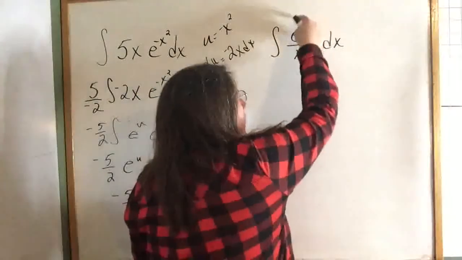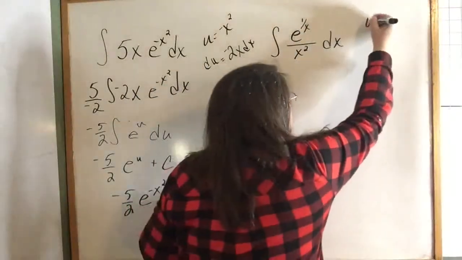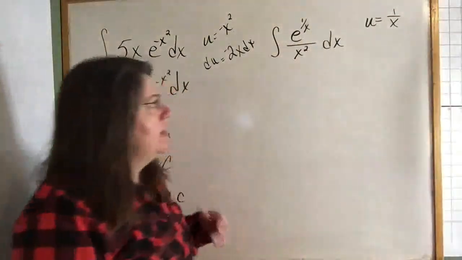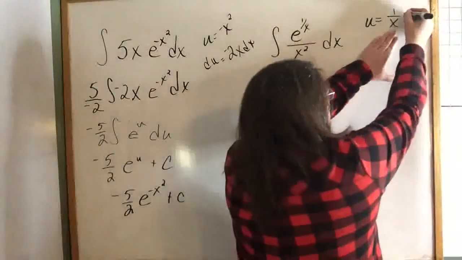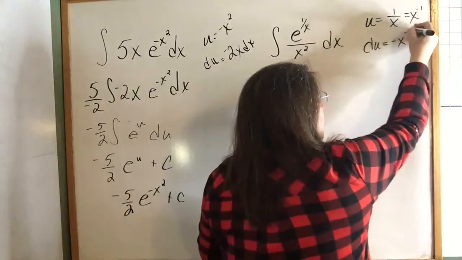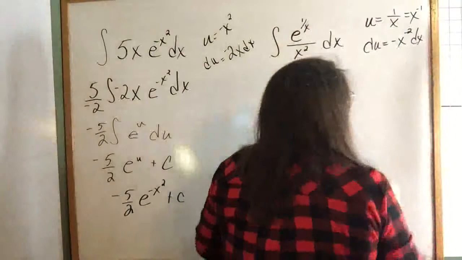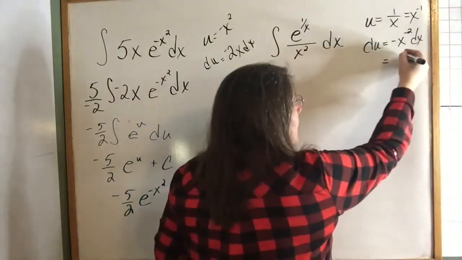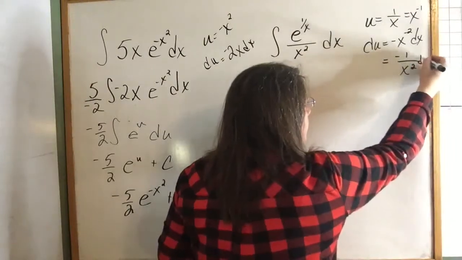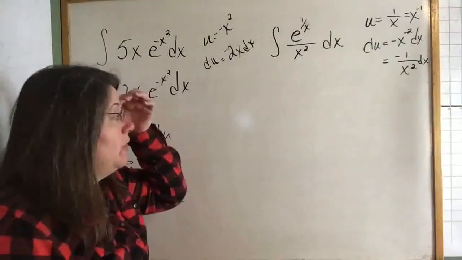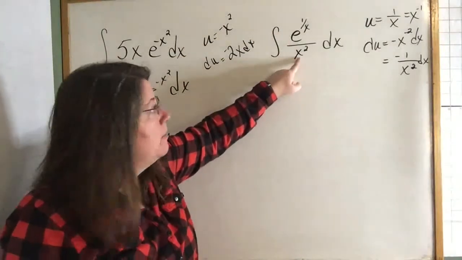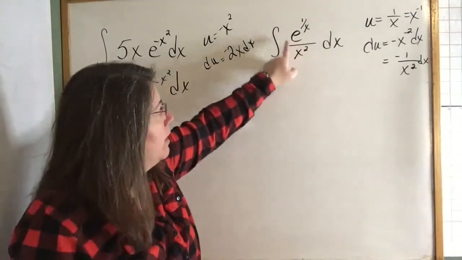For the next one, the u part, again, is what the exponent is. So I'm going to let u equal 1 over x. And then to find du, it would be easier to think of it as x to the negative 1. It would be negative x to the negative 2 dx, which is the same thing as negative 1 over x squared dx. Well, if you look at what we've got here, we have a 1 over x squared, but it needs to be a negative 1 over x squared.